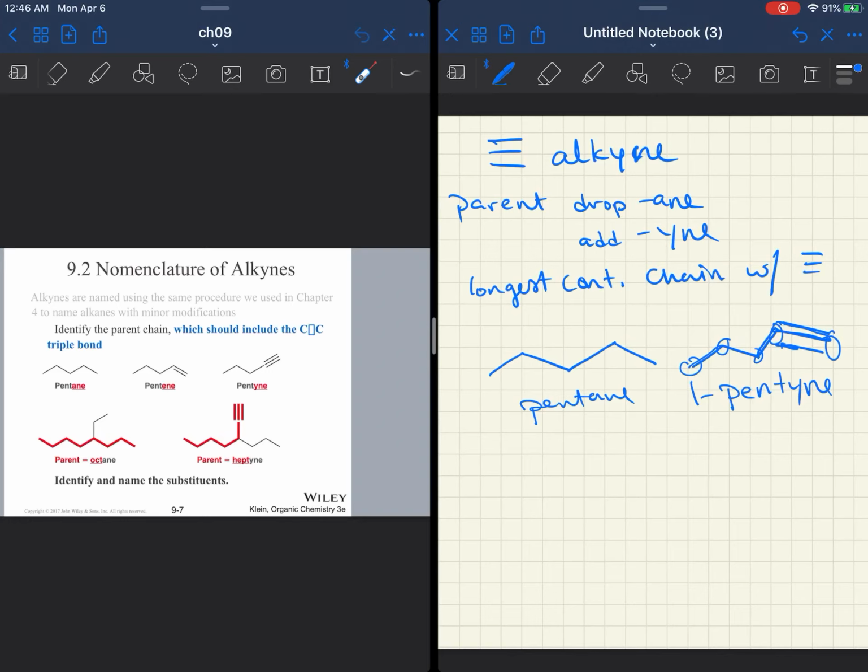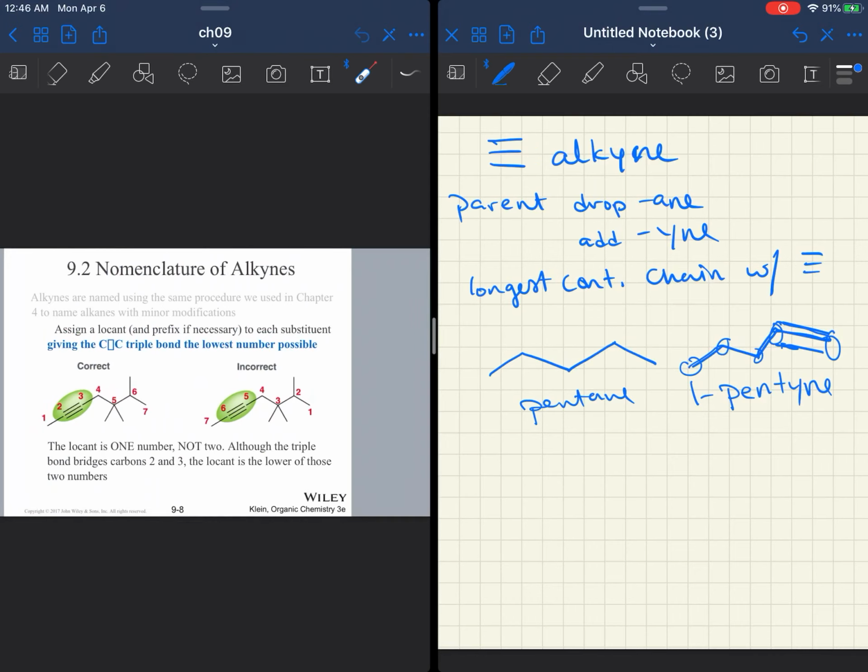The alkyne is a higher priority functional group than alkane, as are most things other than halogens. And so you want to find the longest continuous chain that has that high priority functional group. So while in this example, that longest chain, that octane, would be the parent, in this example where we have the triple bond, the parent needs to contain the triple bond. So you have 1, 2, 3, 4, 5, 6, 7. That parent is going to be heptyne.